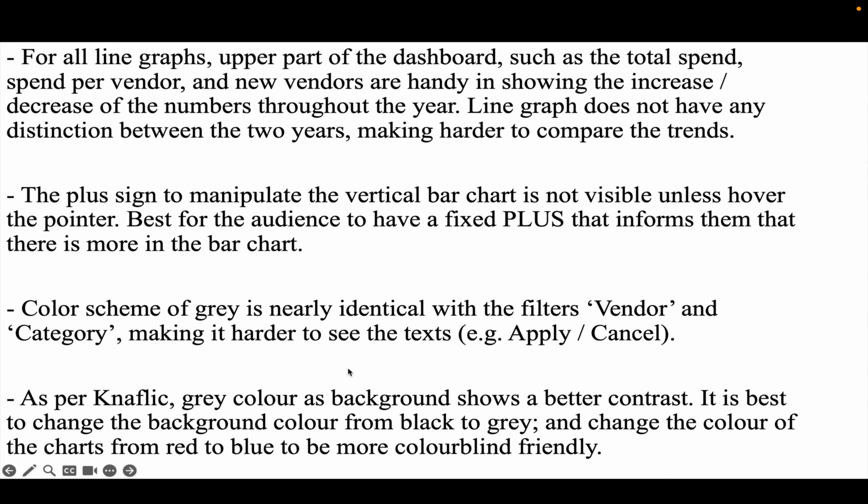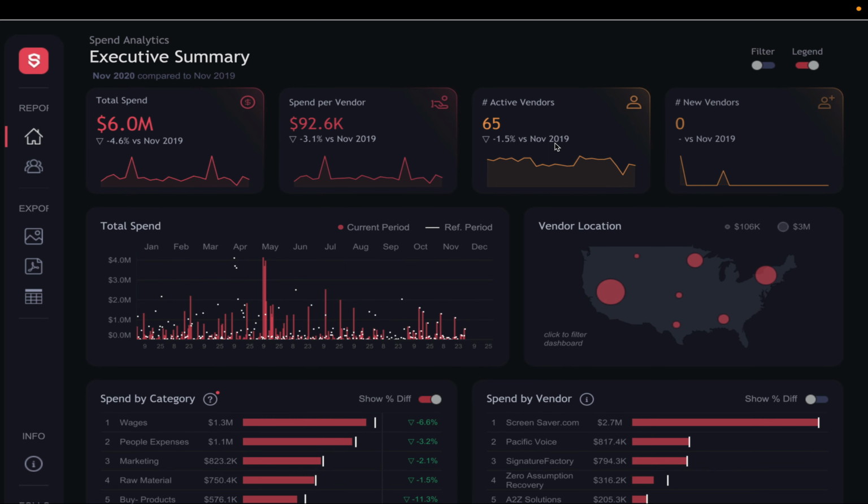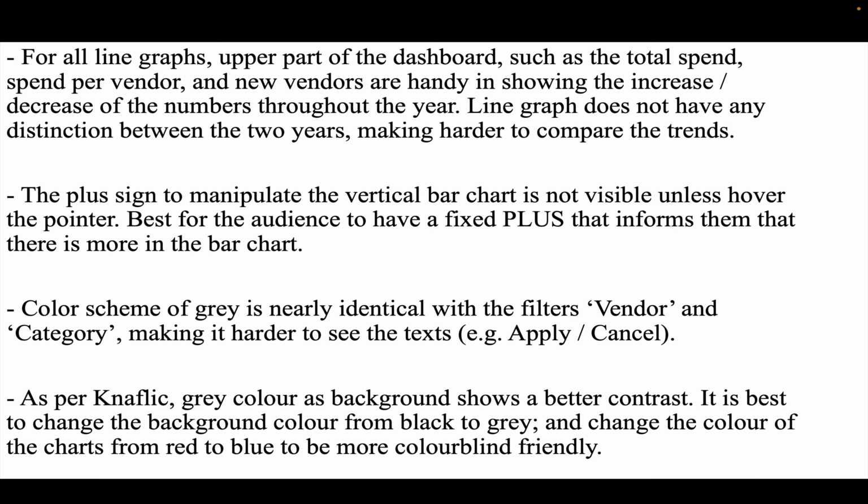As per Netflix, the gray color as background shows a better contrast. It is better to change the background color from black to gray and change the color of the charts from red to blue to be more colorblind friendly.